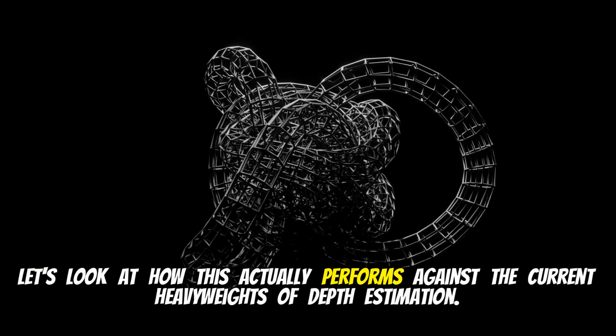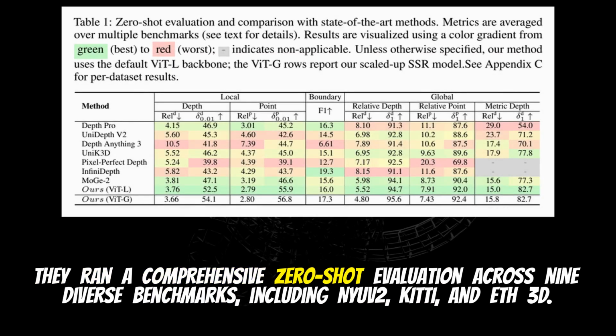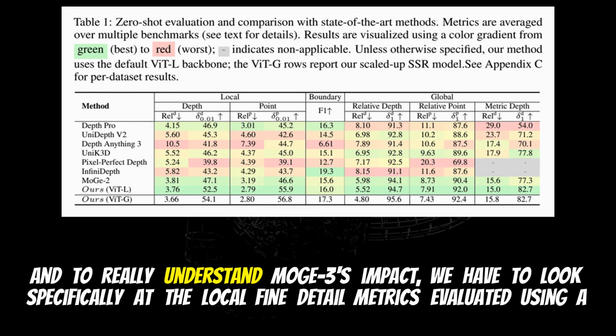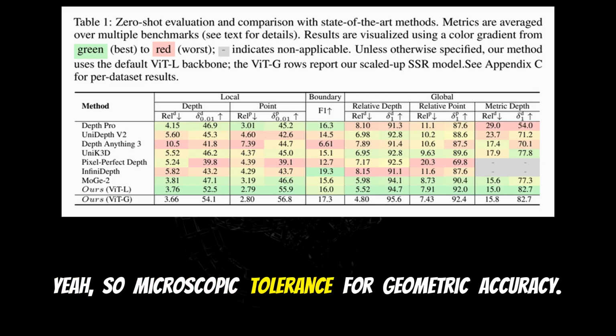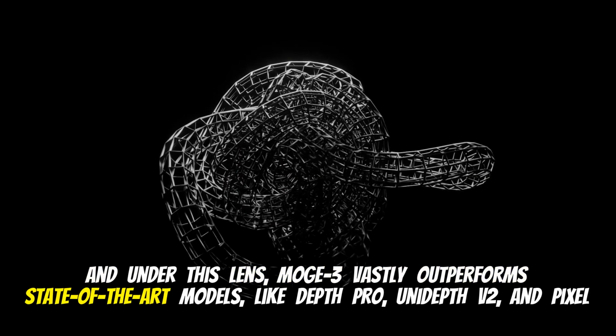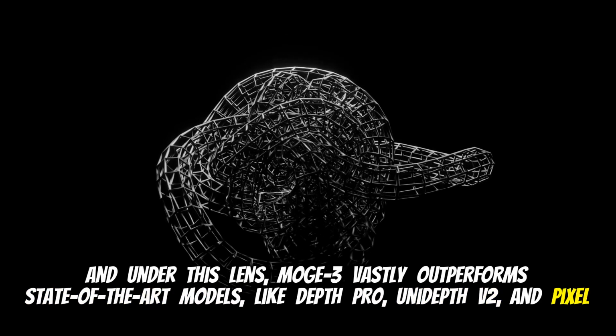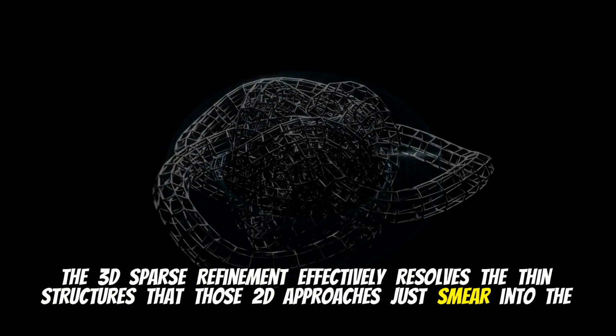Let's look at how this actually performs against the current heavyweights of depth estimation. Okay, let's get into the numbers. They ran a comprehensive zero-shot evaluation across 9 diverse benchmarks, including NYUv2, KITTI, and ETH3D. Right. And to really understand MoGe-3's impact, we have to look specifically at the local fine detail metrics, evaluated using a very strict 0.01 threshold. The delta 0.01 metric. Yeah, it's a microscopic tolerance for geometric accuracy. And under this lens, MoGe-3 vastly outperforms state-of-the-art models like Depth Pro, UniDepth V2, and Pixel-Perfect Depth. The 3D sparse refinement effectively resolves the thin structures that those 2D approaches just smear into the background.